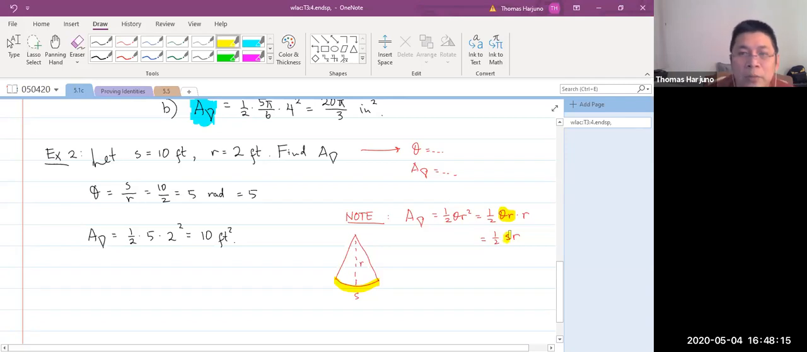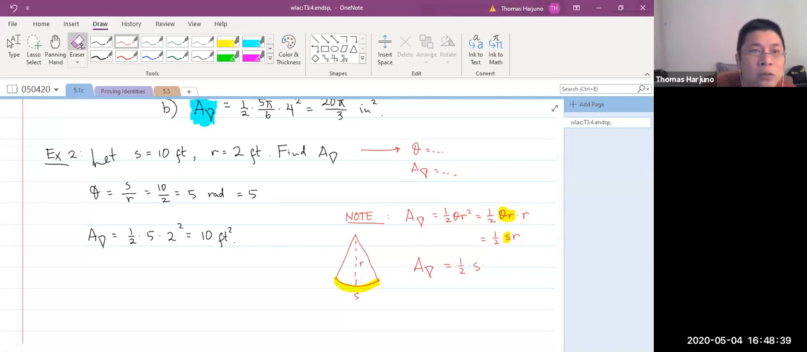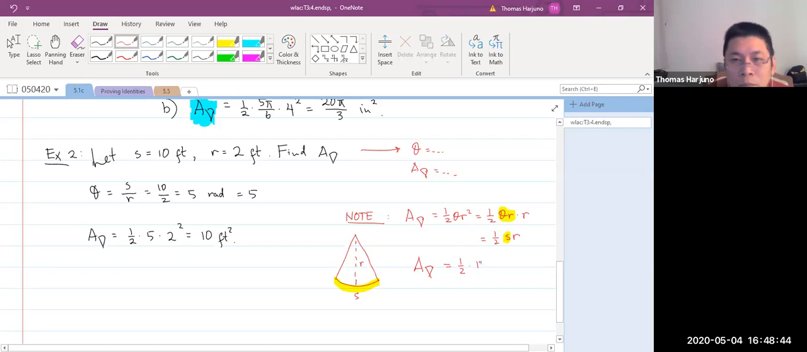So if we know the arc length and the radius, we actually can use this formula to find the area of the sector. Suppose I use this formula, then the area of the sector will be 1/2 times the arc length times the radius, 10 times 2. So you get 10 anyway. You see what I mean?